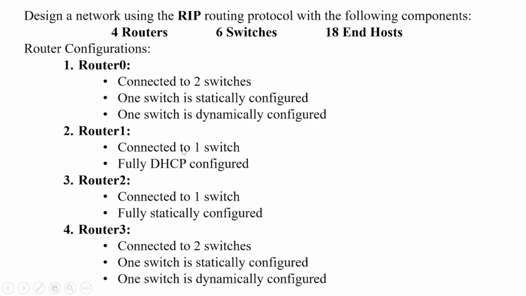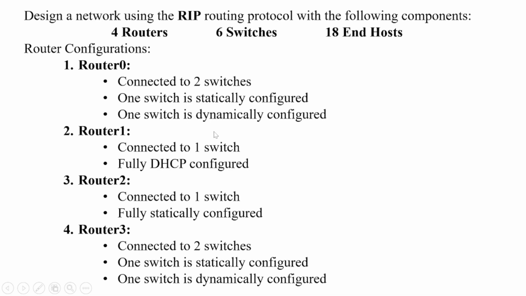Similarly, router 2 is connected with one switch that is fully DHCP configured. Then router 3 has one switch where all end hosts are statically configured. Then two switches are connected with router 3. One switch is statically configured and the other is dynamically configured.